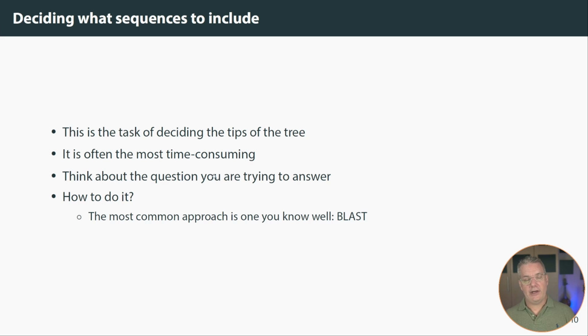How do we do it? We generally do searches. We take a sequence that we know we want to include and we search to find related sequences according to the criteria that make sense. A common way to approach this is to simply use one form of BLAST algorithm or another to search for sequences that are related to the sequences that we know that we want to include.